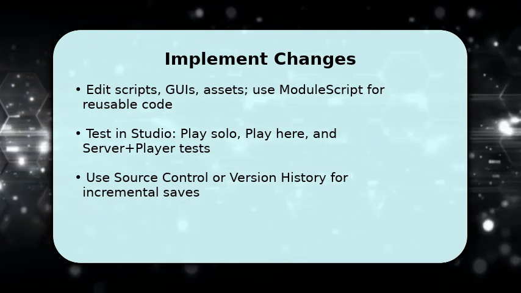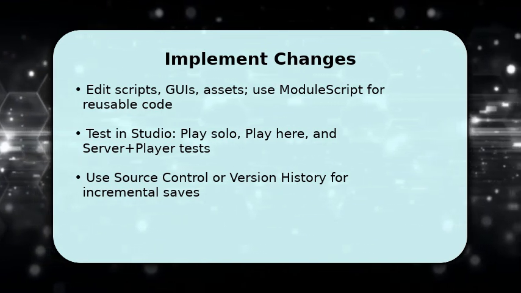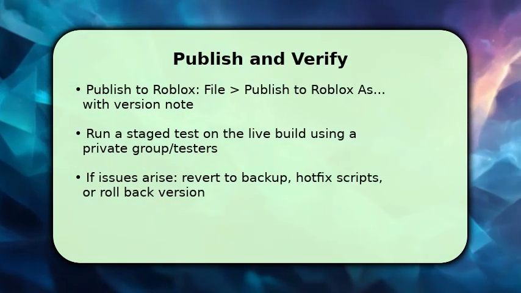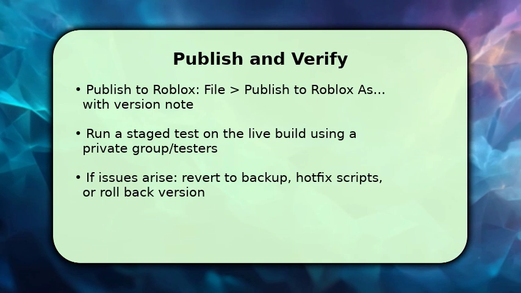As you test, watch the output and performance tabs for errors and memory spikes. Address them before moving to publish to avoid breaking live play. You finish by publishing the updated place with a clear version note via File, Publish to Roblox As.